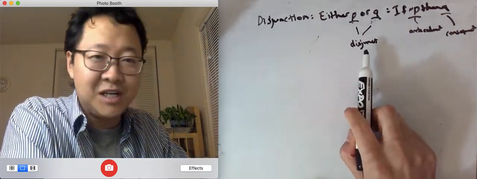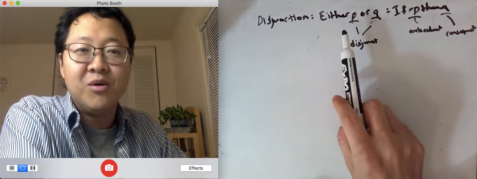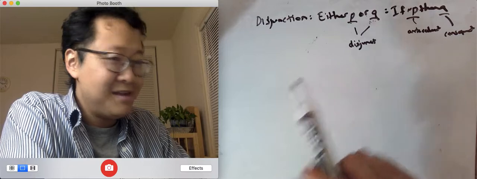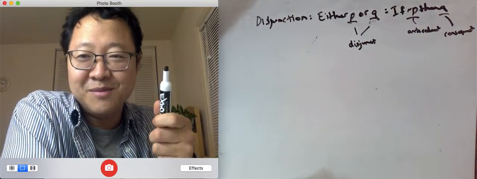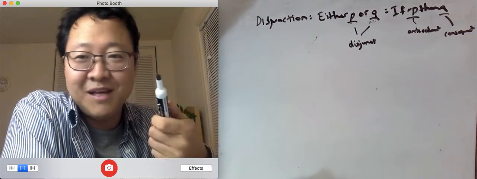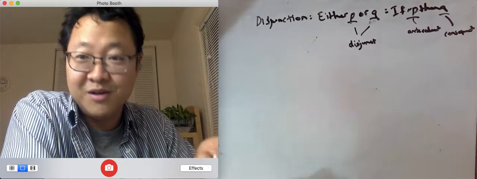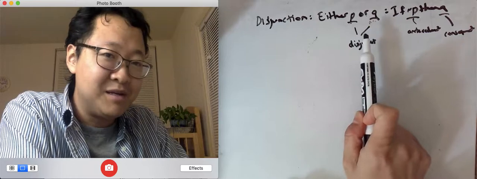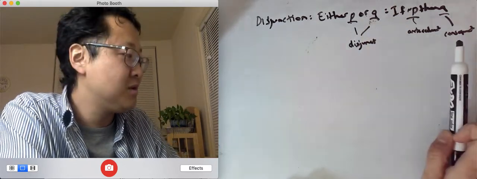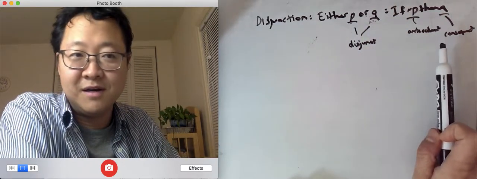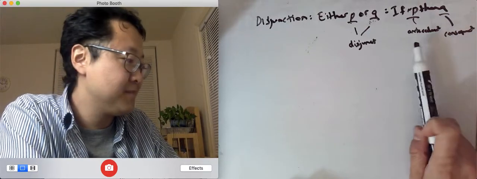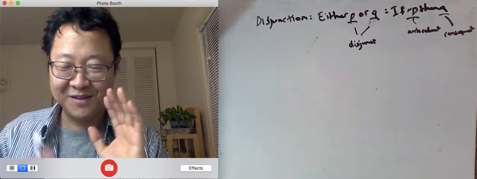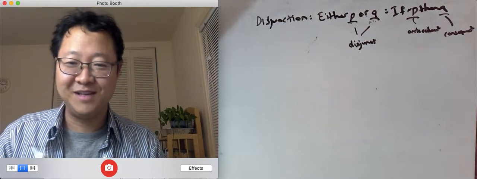But for disjunctions, the order actually doesn't matter. You could say either you go to your room or you're grounded. That's the same thing as saying either you're grounded or you go to your room. So for disjunctions, the order doesn't make a difference to whether the disjunction is true. It does make a difference for a conditional like this. Okay, so that's the first thing to get out of this video lesson.